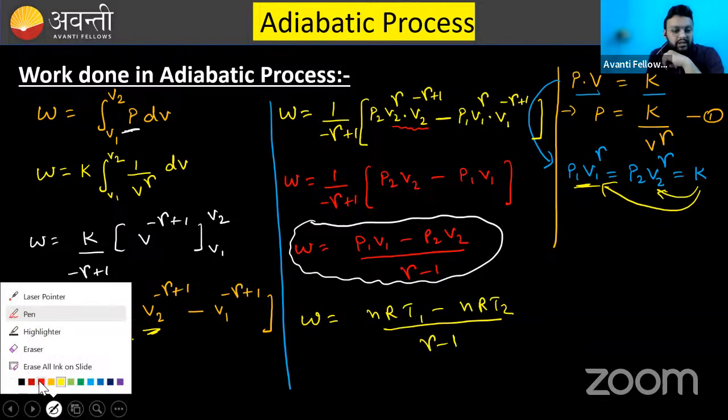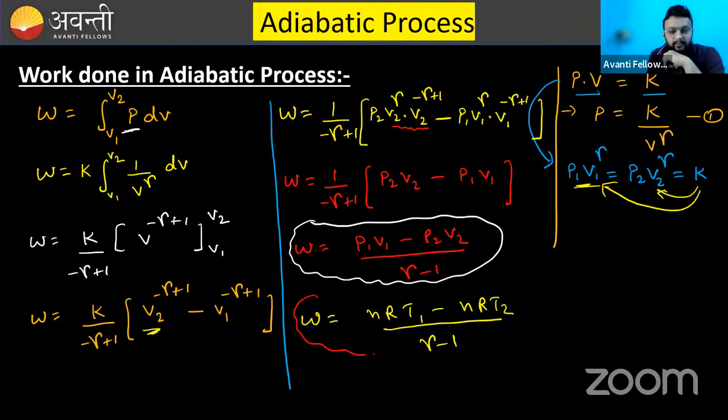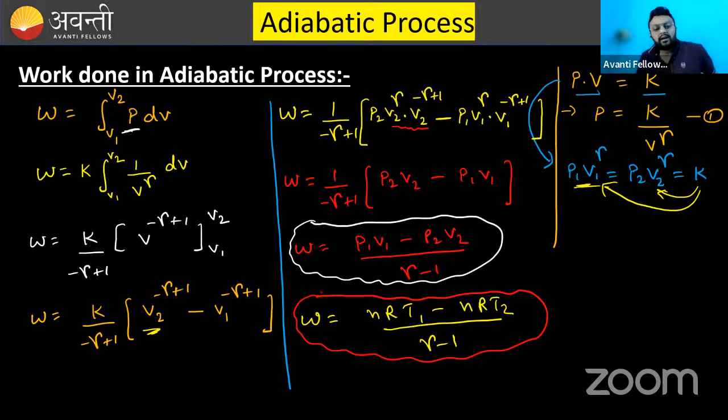Can anyone reply in the chat box, what is gamma here? And what is the value of gamma for a monoatomic gas? Can anyone answer? First, what is gamma called? What is its ratio? What is Cp? What is Cv? Do you remember these things from the previous class? So this is the work done in the adiabatic process.